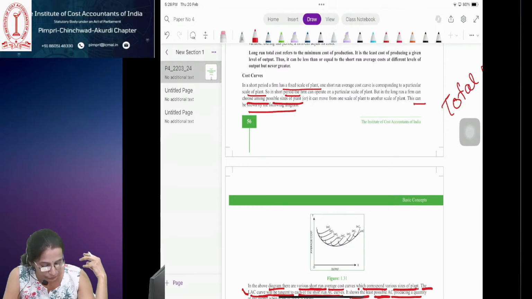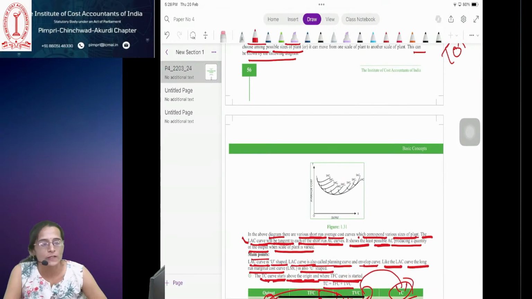And what is the long-term average cost? It is the total cost incurred in the long term by the organization divided by the total of variable factors in the long run, right? Clear on short run average cost and long run average cost? Now we will see what impact it brings.